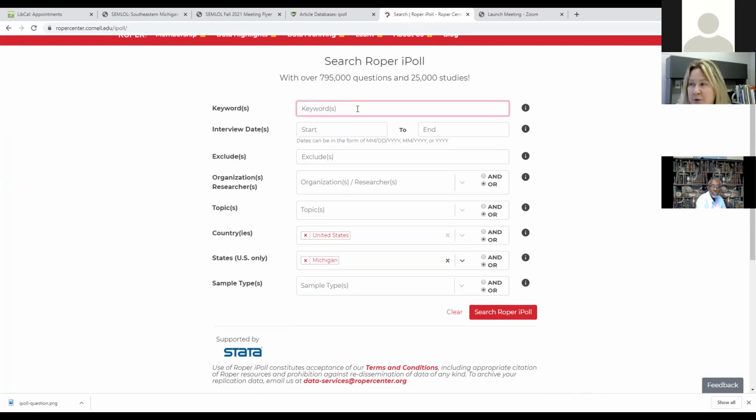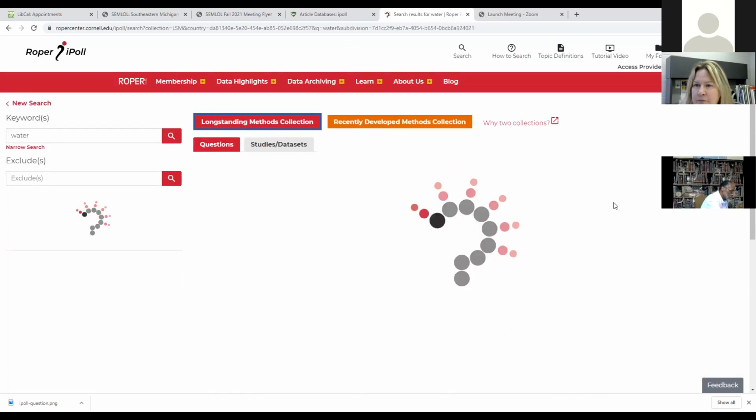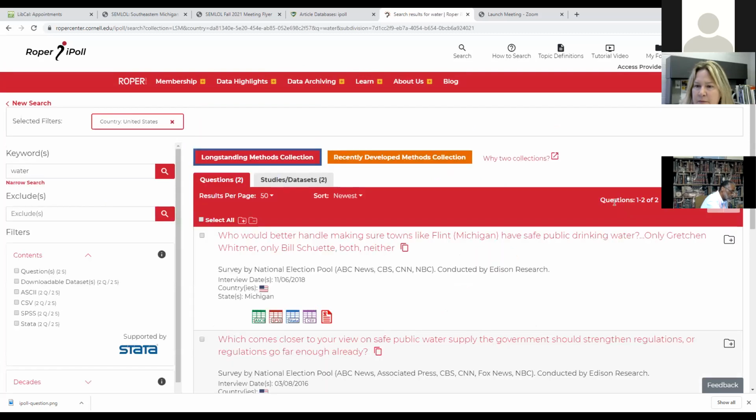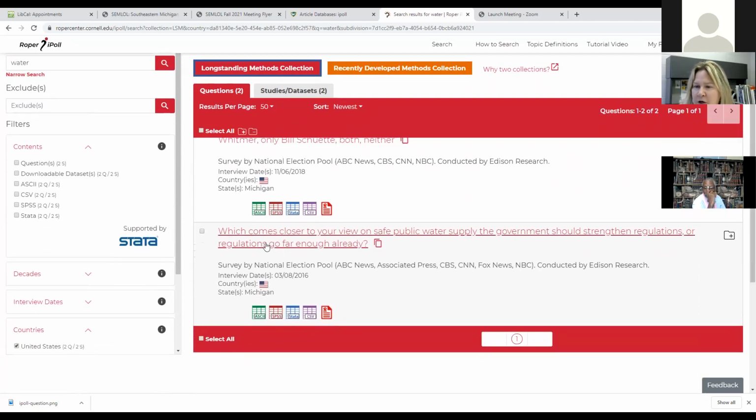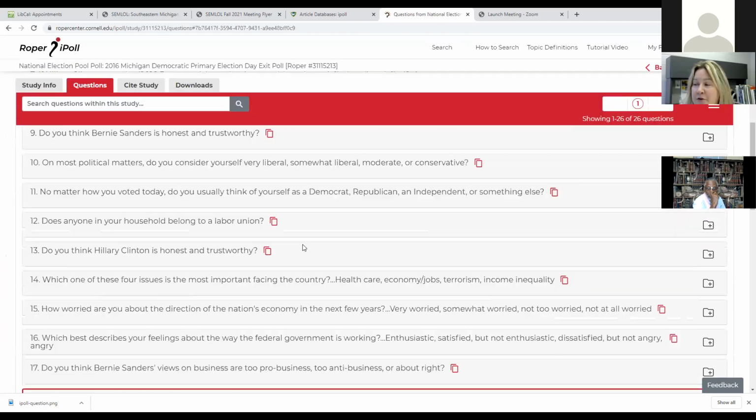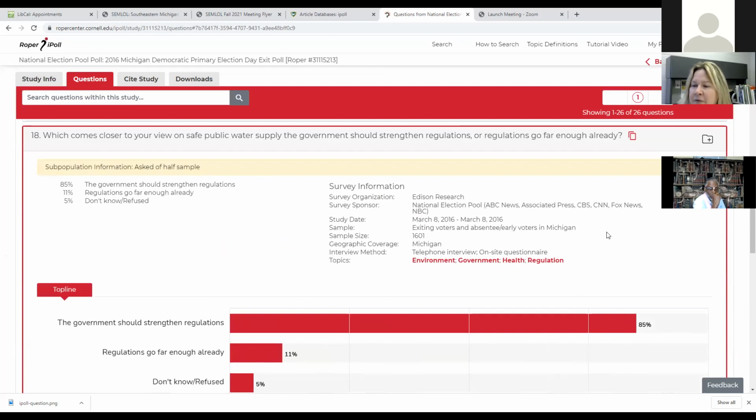And I have done this with students before. What sounds like a very broad search, we end up getting very little results, but let's type in water. We only get a couple of questions where people in Michigan were asked about water, but here we go. You know, back in March of 2016, this is exit poll data. I know this because I looked at it already today. This was conducted by Edison Research, March 8th of 2016.